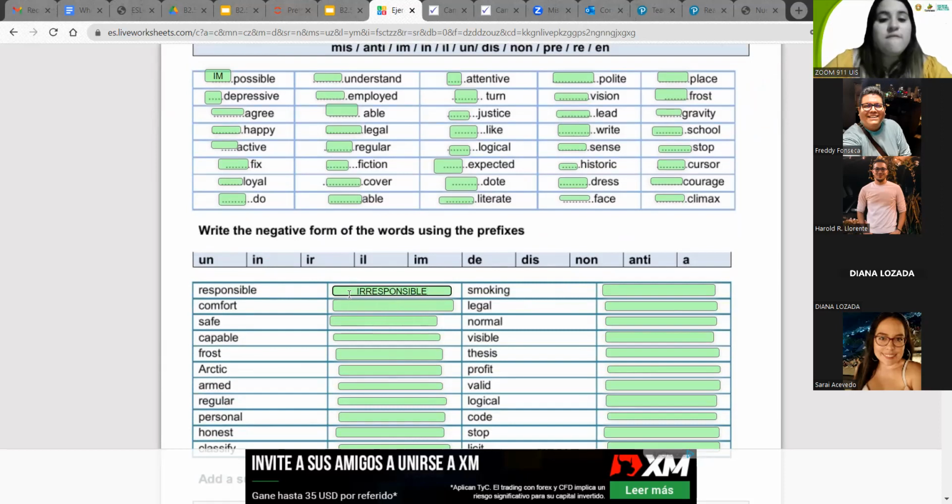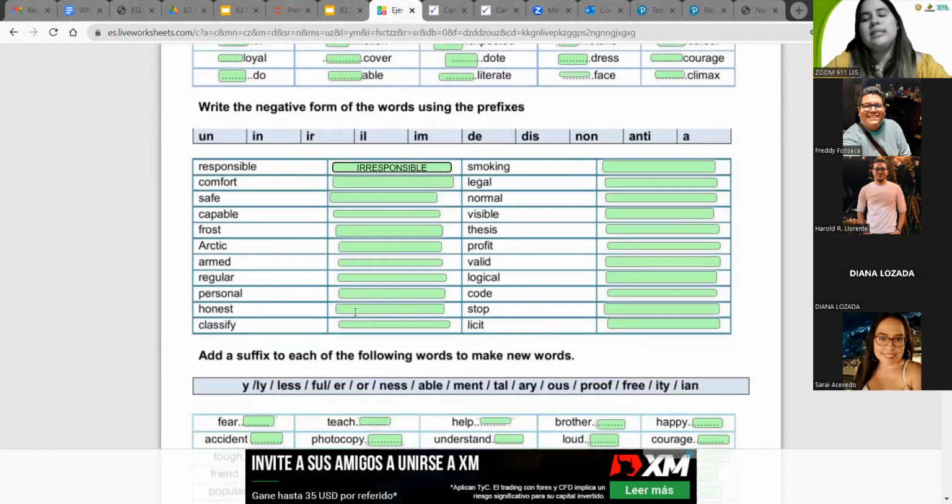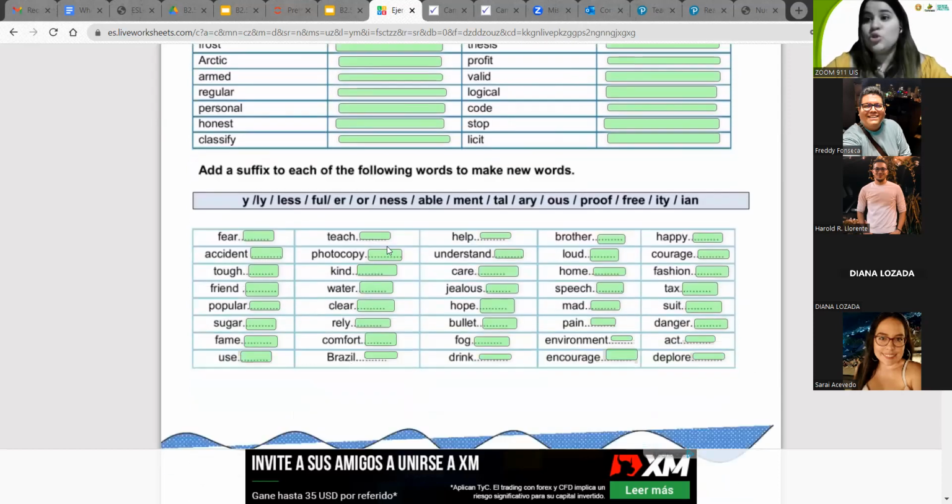Responsible. Comfort, what is the opposite? That will be discomfort, right? So as I said, some of these, or maybe the majority of these, are going to be familiar for you. Maybe you know them, but that is what I want you to do, to check together.